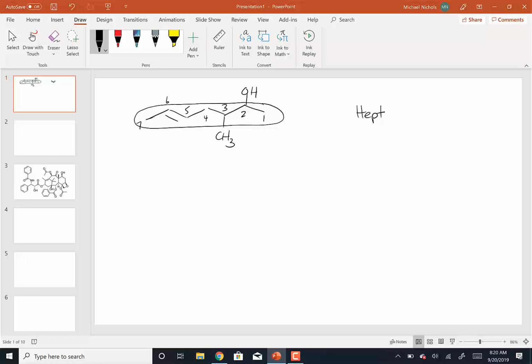Now, I have one substituent, which group? The methyl. You might say, what about the OH? The OH is that higher priority functional group, the alcohol. So what we need to know is what are the suffixes for a double bond. The suffix for a double bond is ene. What is the suffix for an alcohol? It's OL.